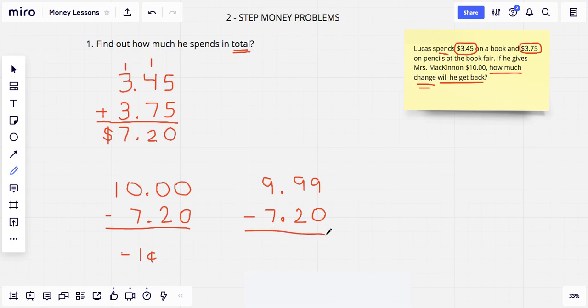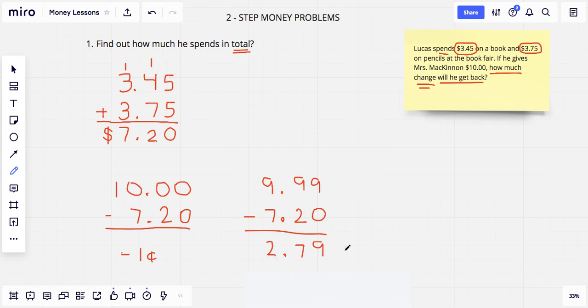Okay. Now just remember this penny. We're going to put that penny back. It's like we're going to just take 1 penny away and we're going to add it back after. Now what's the nice thing about this 999? We don't need to do any regrouping. So now we can just look at this and go, okay, 9 take away 0 is 9. 9 take away 2 is 7. Put in my decimal. And 9 take away 7 is 2.